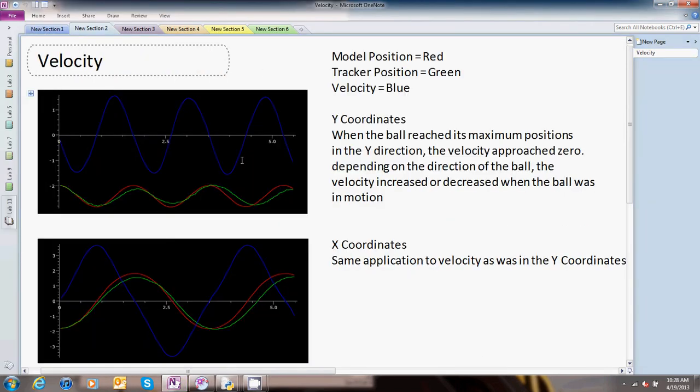The velocity: here are two graphs of the velocity. The red is the model's position, the green is the tracker video's position, and the blue is the velocity. For the y-coordinates, when the ball reached its maximum positions in the y direction, the velocity approached 0. Depending on the direction of the ball, the velocity increased or decreased when the ball was in motion. For the x-coordinates, the same was true as in the y-coordinates.